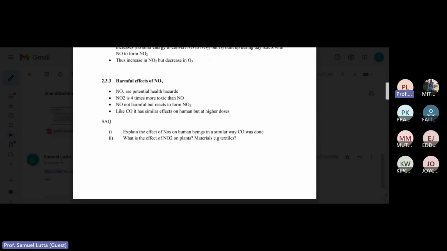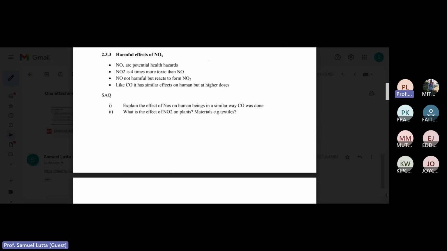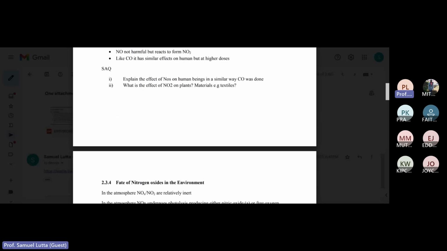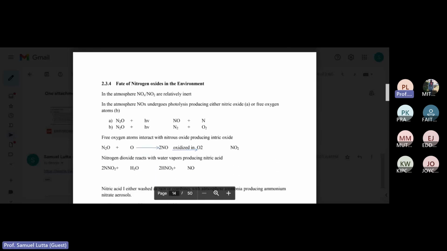And then the harmful effects of that are stated. So just like CO, these nitrogen oxides have similar effects. At high concentration, they will also compete with oxygen for hemoglobin. Then we have the fate of nitrogen oxides.